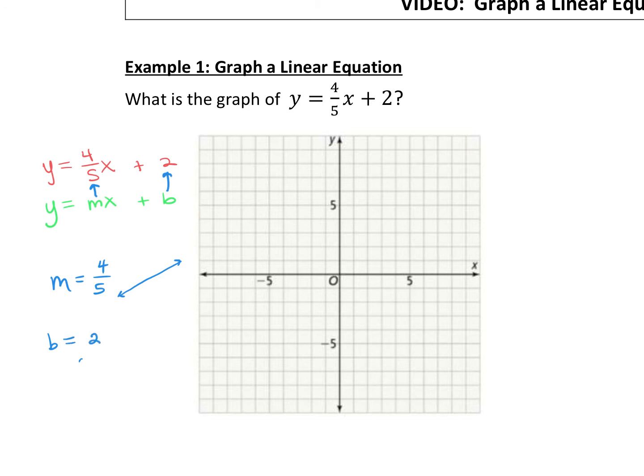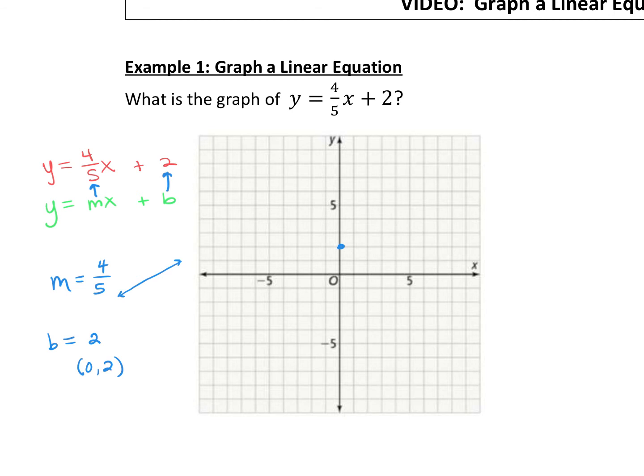We can write that as an ordered pair. The x is a 0, the y is a 2. That's an ordered pair. That's a point that we will plot on our graph. All right, so let's go ahead and graph our equation. We start with our starting point, which is the y-intercept. It goes on the y-axis at a positive 2.